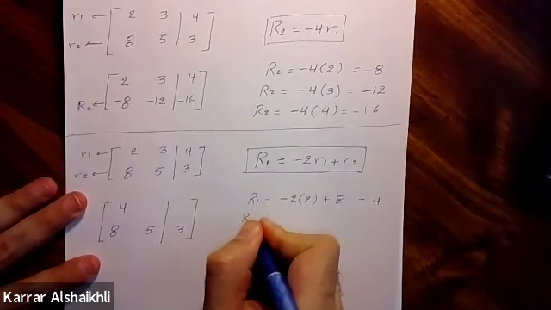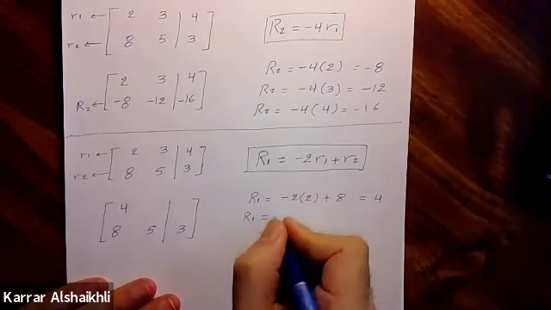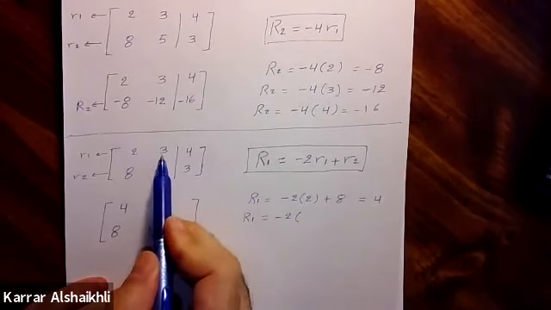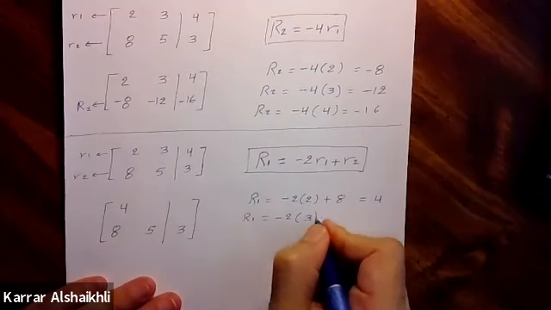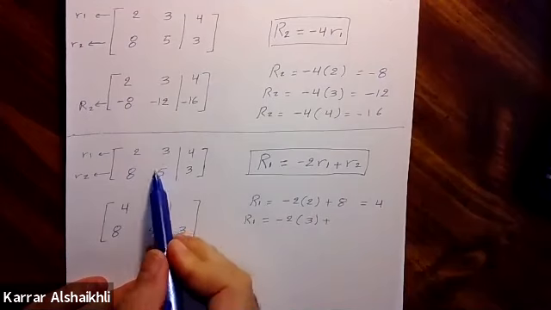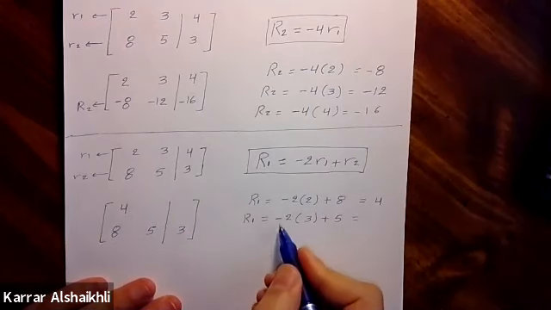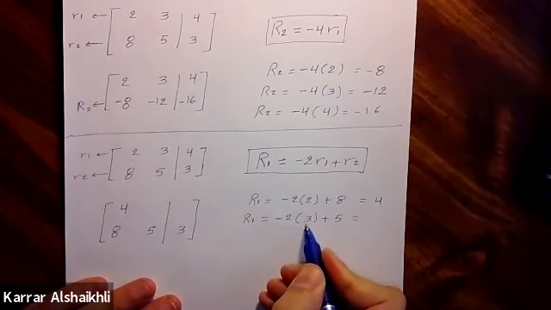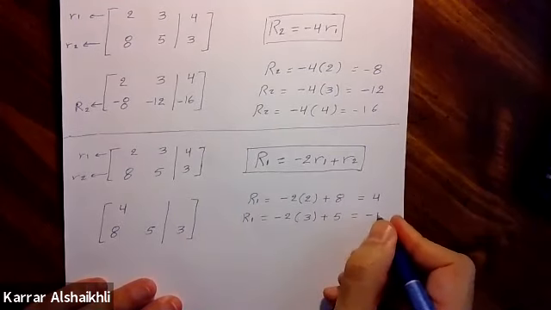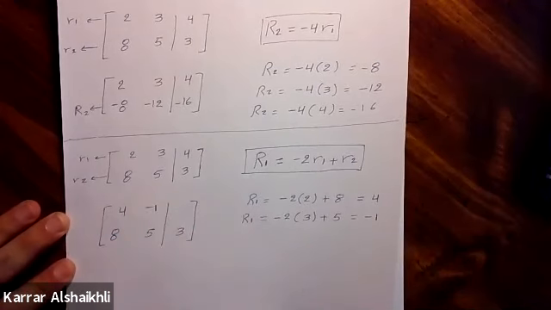To get the second number of the new R1, it is negative 2 times the second number in row 1, which is a 3, plus the second number in row 2, which is 5. So negative 2 times 3 is going to be negative 6. Negative 6 plus 5 is going to be negative 1. So the second number here in the new R1 is going to be negative 1.